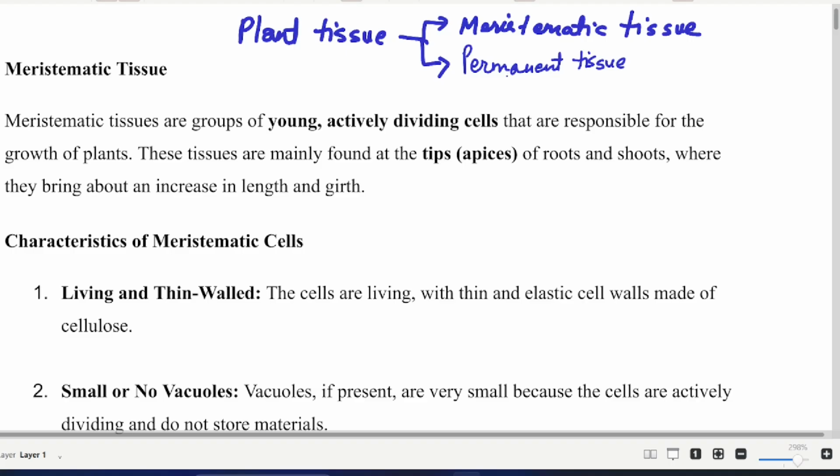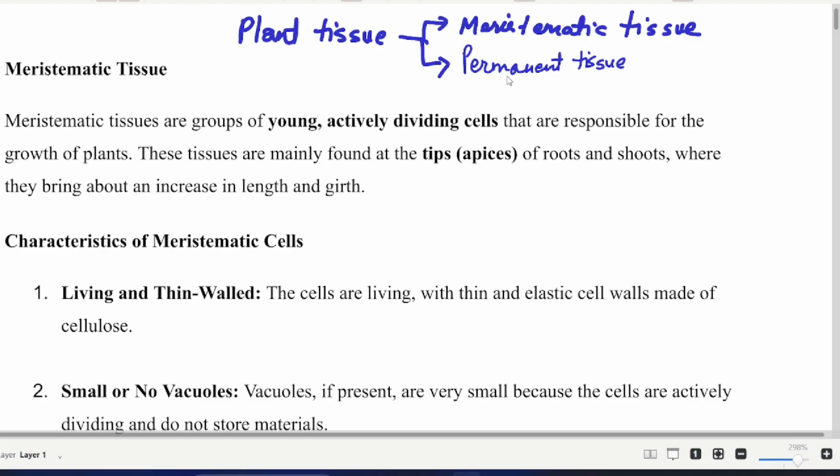They are found in the areas of the plant that are growing, such as the tips of roots and shoots. Likewise, the permanent tissue is a type of tissue that is composed of mature cells that have lost the ability to divide and are specialized to perform specific functions like support, storage, or transport.